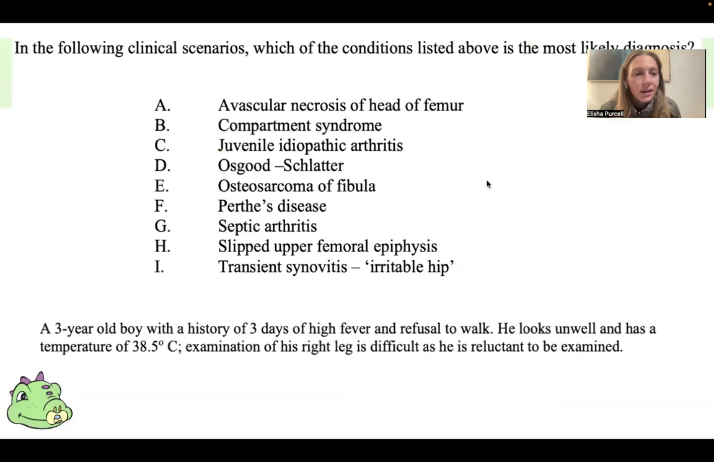Let's get started. So in the following clinical scenario, which of the conditions listed below is the most likely diagnosis? A 3-year-old boy comes in with a history of 3 days of high fever and refusal to walk. He looks unwell and has a temperature of 38.5 degrees. Examination of his right leg is difficult and he is reluctant to be examined. What do you think is going on?